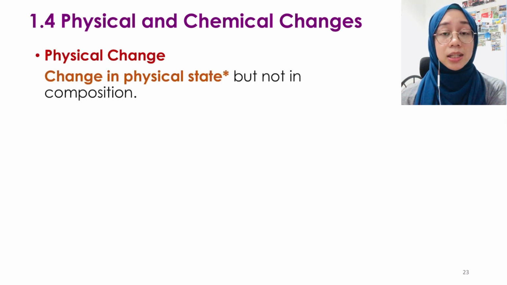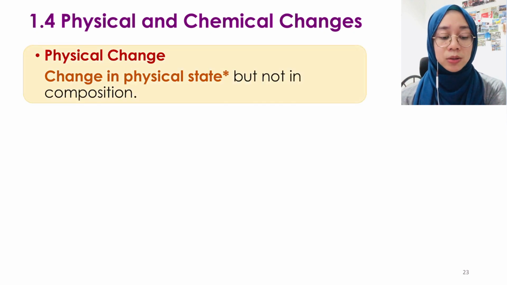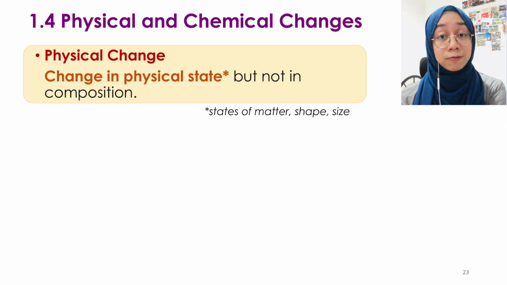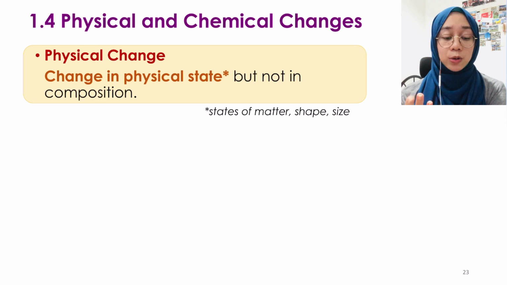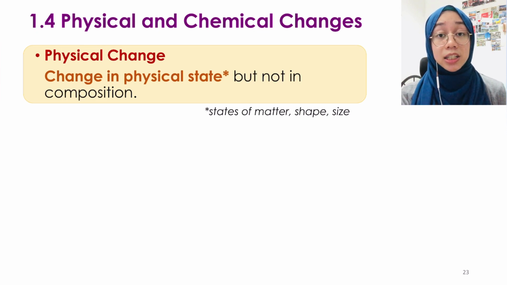So physical change is a change in physical state but not in its composition. So what does it mean by this? Physical state yang Miss letak star tu bermaksud lebih kepada perubahan in terms of the states of matter. Kan kita ada belajar 3 jenis states of matter, we have solid, liquid and gas. So kalau berlaku perubahan daripada solid ke liquid whatsoever, itu considered as the change in physical state. And also in terms of shape ataupun size, itu pun considered sebagai change in physical state juga.